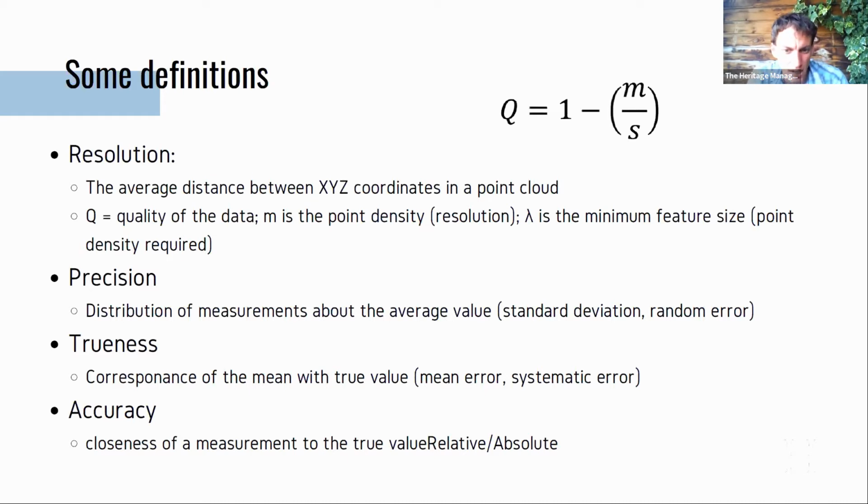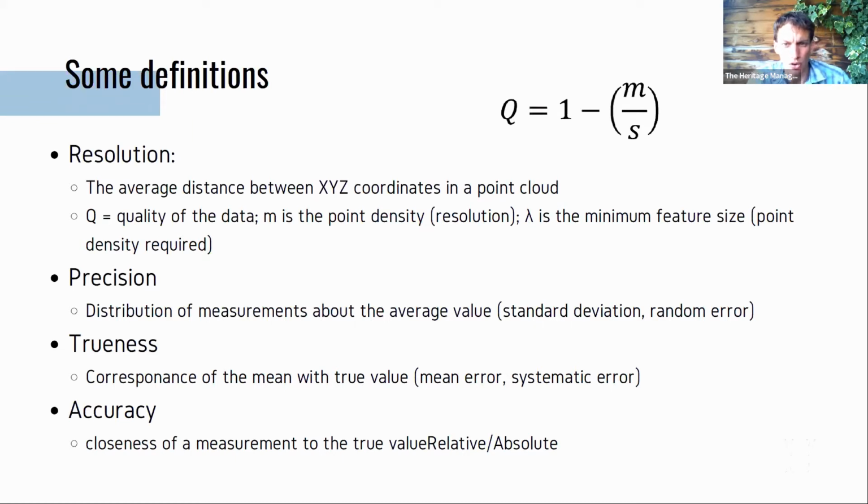Precision is related to the distribution of the measurements around the average value. So it's some kind of a standard deviation, a spread around the average value of your surface. It's also called the random error or the noise on your surface, also mentioned in the previous presentations.